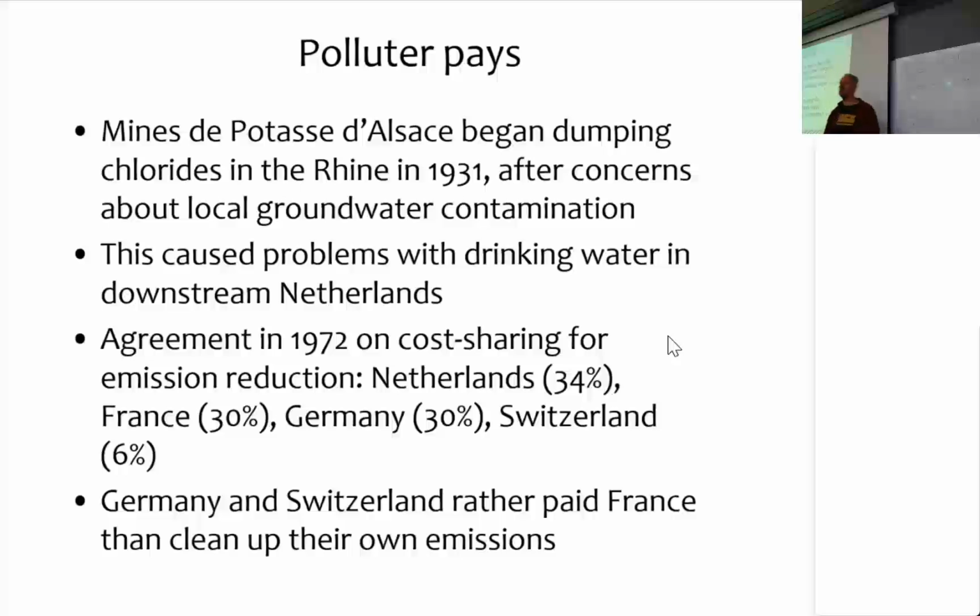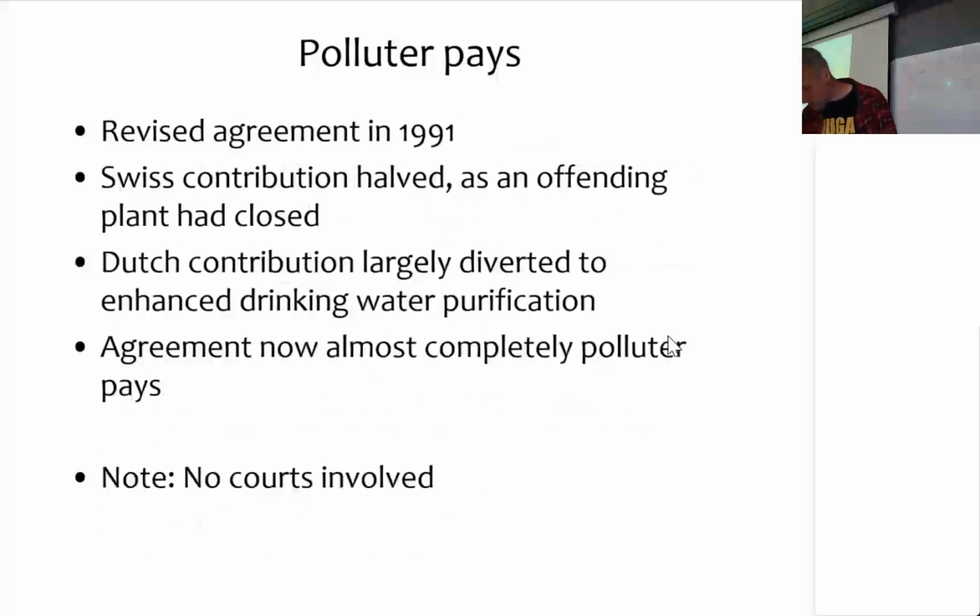Germany and Switzerland paid in this case. They had a choice between cleaning up their own factories or paying the French to clean up their factories, and they decided it was cheaper for them to just pay the French to do it rather than go after their own companies. So that was 72. 19 years later, the agreement was revised. Switzerland by then had closed one of the factories, so they paid less.